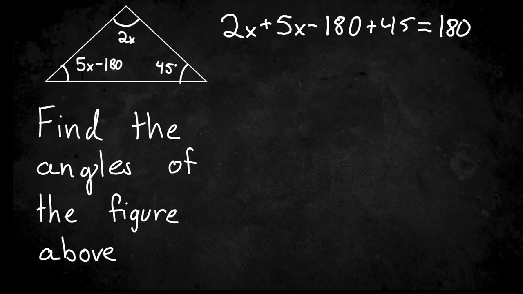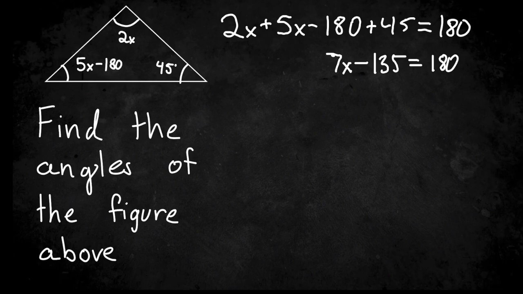Now we are going to combine like terms, which in this case would be the 2x and 5x, and negative 180 and 45. So 2x plus 5x is 7x, and negative 180 plus 45 is negative 135, which equals 180.